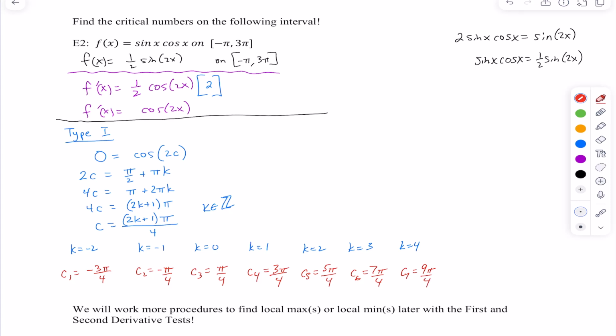And I think the last one is going to be the integer k equals 5. And that will give us our last critical number. Our last type 1 critical number is 11 pi over 4. So in this case, we have 8 critical numbers of this function.